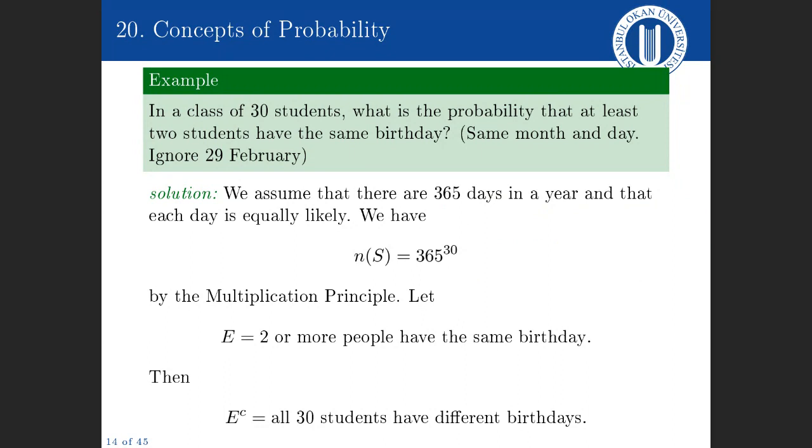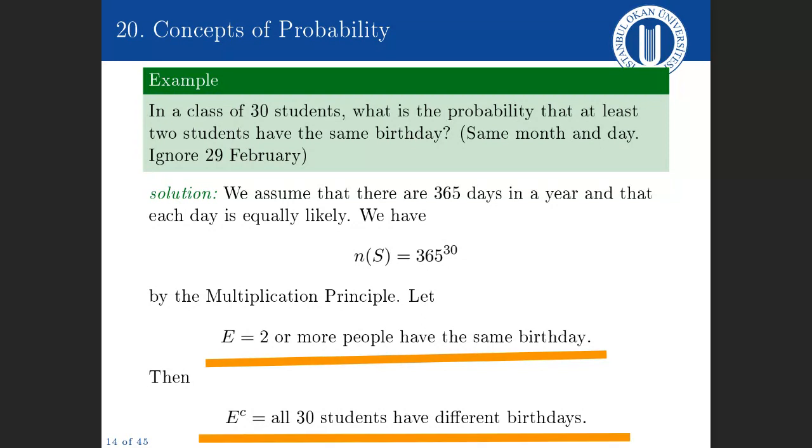We want to calculate the probability that 2 or more people have the same birthday. But it's going to be easier to calculate the complement of this. We're going to calculate the probability that all 30 students have different birthdays, and then we're going to do 1 minus this probability.